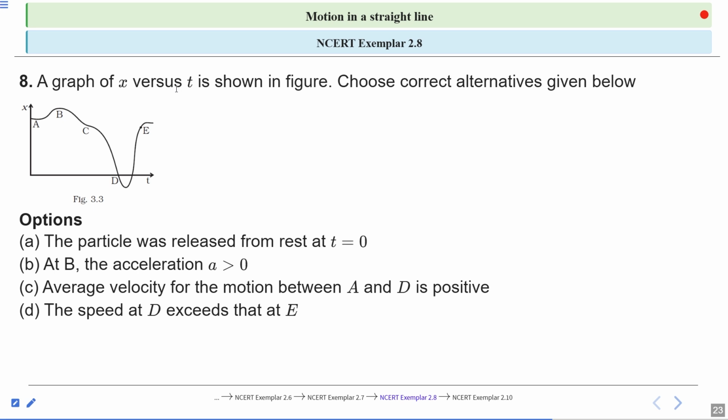A graph of x versus t is shown in the figure. Look at the figure. Choose the correct alternatives given below. Option A: the particle was released from rest at t equal to 0. Option B: at B, the acceleration A is greater than 0. Option C: average velocity for the motion between A and D is positive. And option D: the speed at D exceeds that at E. So think about it. Which one is correct?